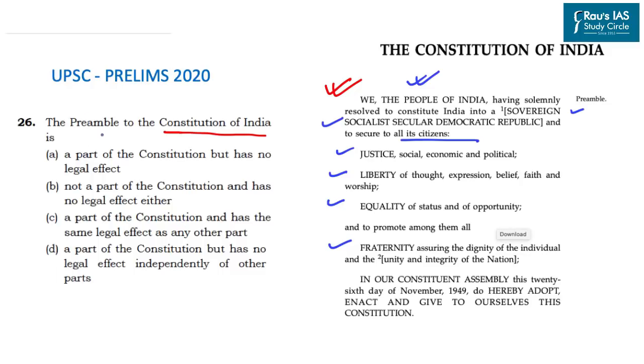The question says that the preamble to the Constitution of India is, options are: A, a part of the Constitution but has no legal effect. So, this question is asking two aspects regarding the preamble to the Indian Constitution. That is, whether the preamble to the Indian Constitution is a part of the Constitution and whether the preamble to the Indian Constitution has any legal effect.